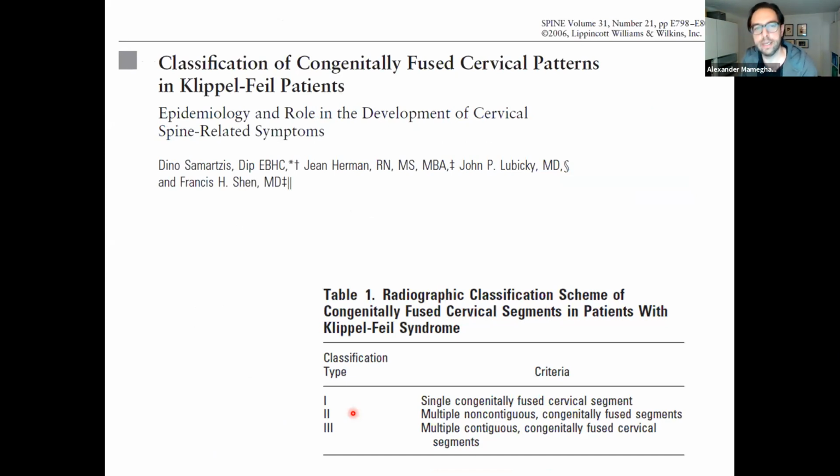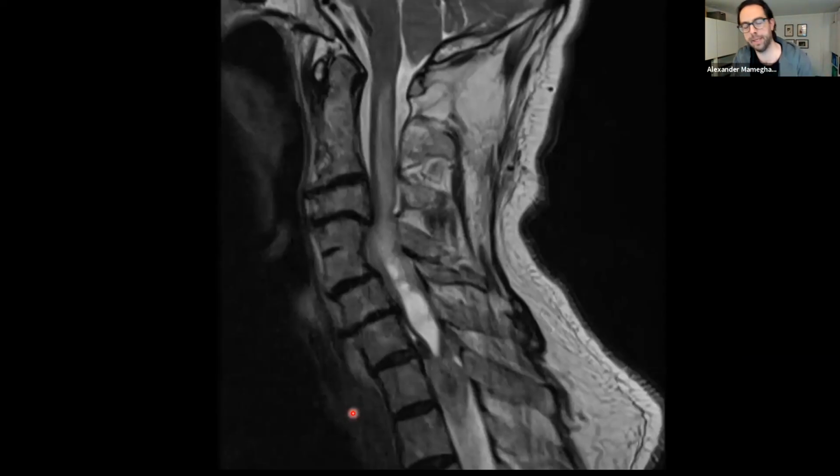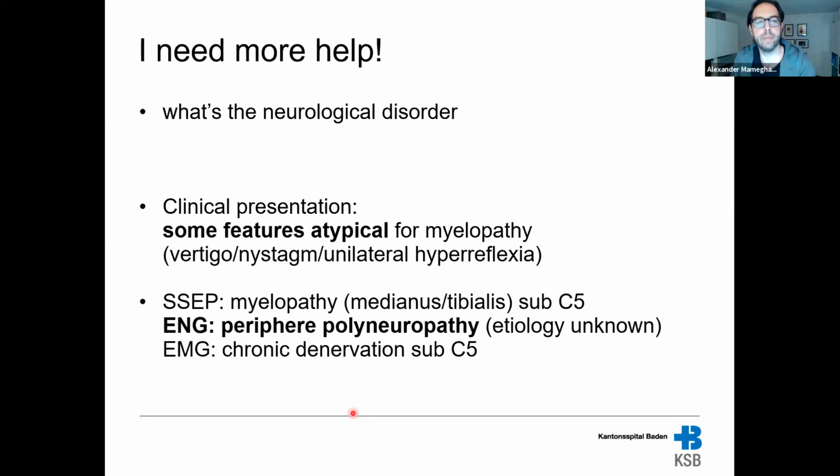And if you want to classify Klippel-Feil, you can go back to 2006 when Dino Zamatzis published this classification. I don't want to go into depth here. So this is my patient, and I asked my neurologist, what does he have? What is the patient suffering from? Where is the lesion? The neurologist said it's not typical myelopathy. It's atypical. The patient has polyneuropathy as well. He could measure it. Everything was weird, but the neurologist said it must be something at the C5 level.